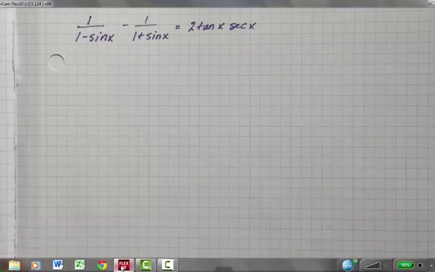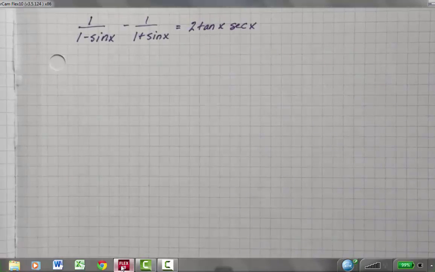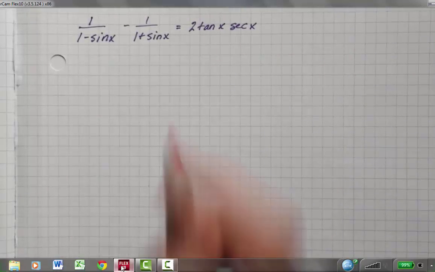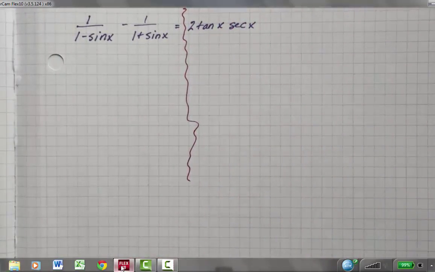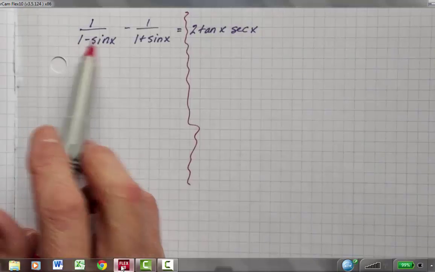So today I'm going to verify this identity, and verifying an identity is the same as proving that the identity is true. And remember that when we're dealing with identities, we don't want to cross from one side of the identity to the other side. So we're just going to work on one side. And the side that we pick is usually a more complicated side. So in this particular problem, I think that the left side is more complicated.